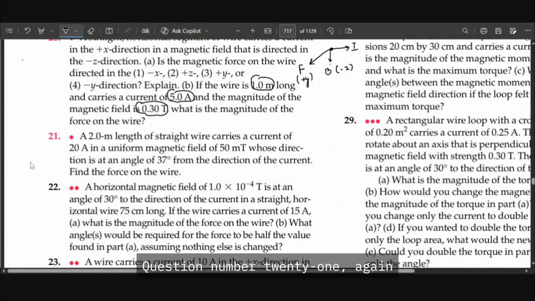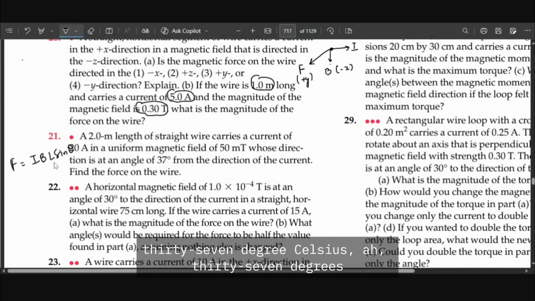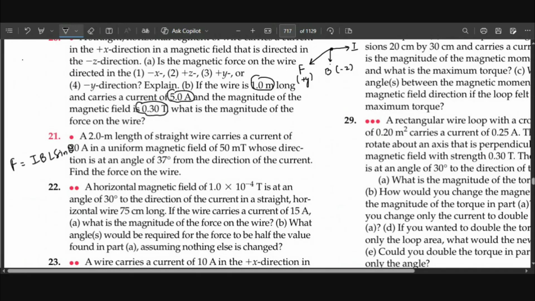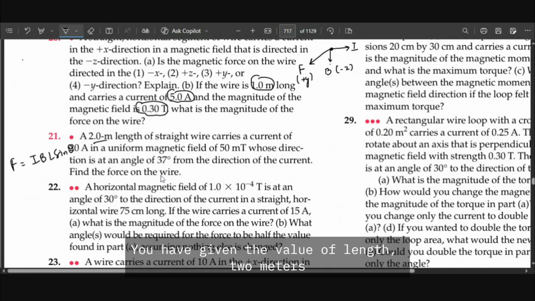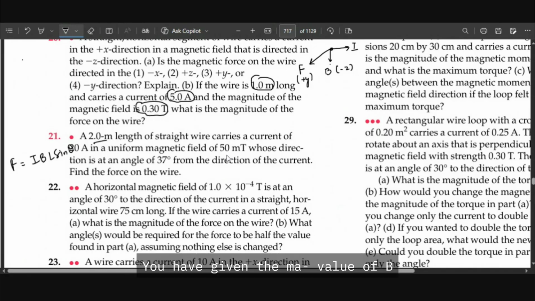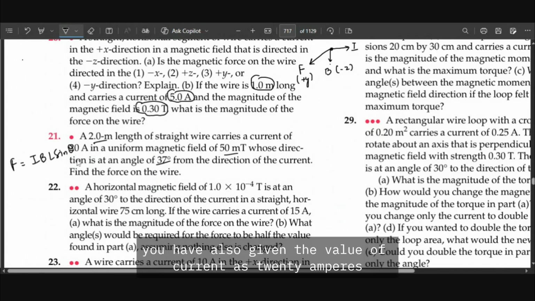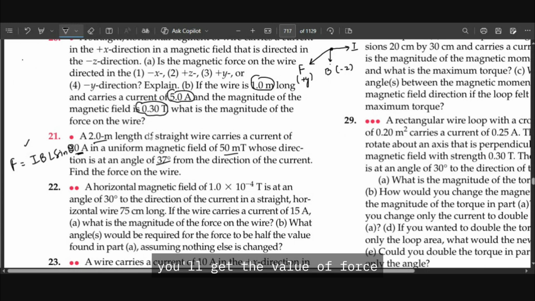Question number 21. Again, you have to apply this relation I B L sine theta. You are given the length as 2 meters, the magnetic field as 50 millitesla, and the angle as 37 degrees. Apart from this, you are also given the current as 20 ampere. You substitute the values in this relation, you get the value of force. That's all you have to do.